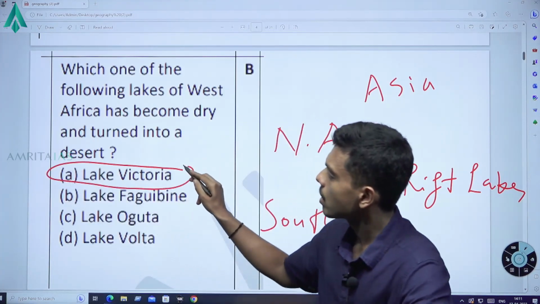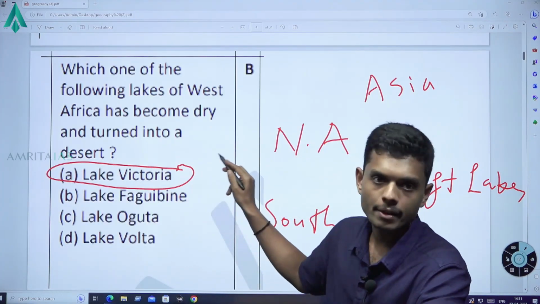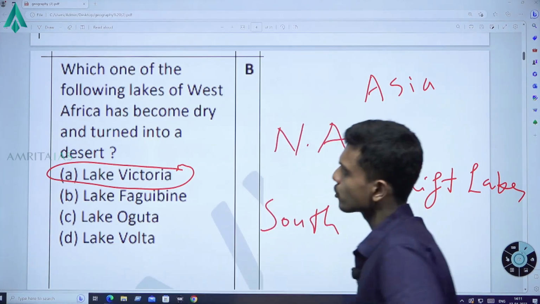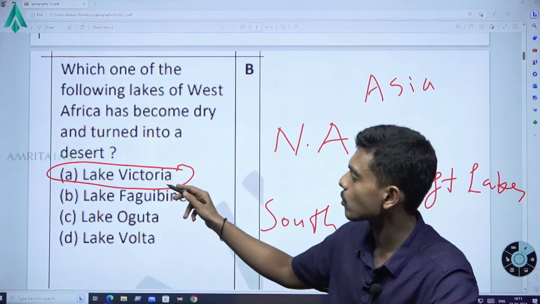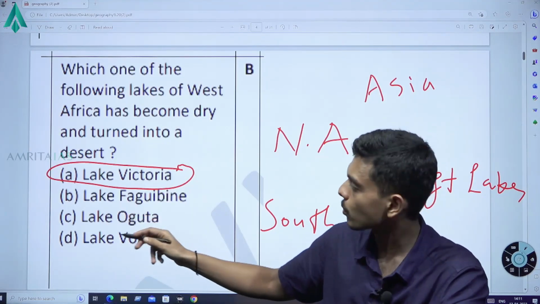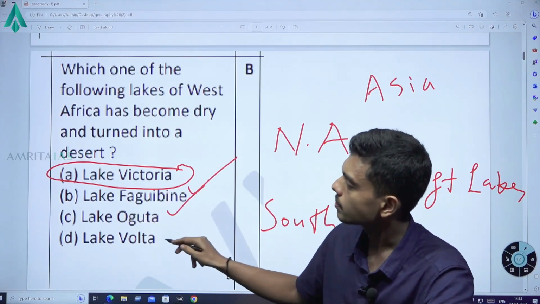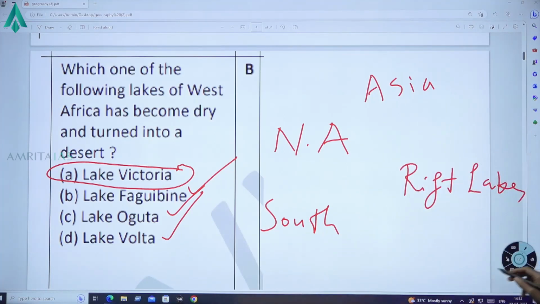Okay. Lake Victoria, is there any river? So you should be expecting questions on, is there any river near Lake Victoria? What are the countries bordering Lake Victoria? Same with these lakes. You can expect those kind of questions.